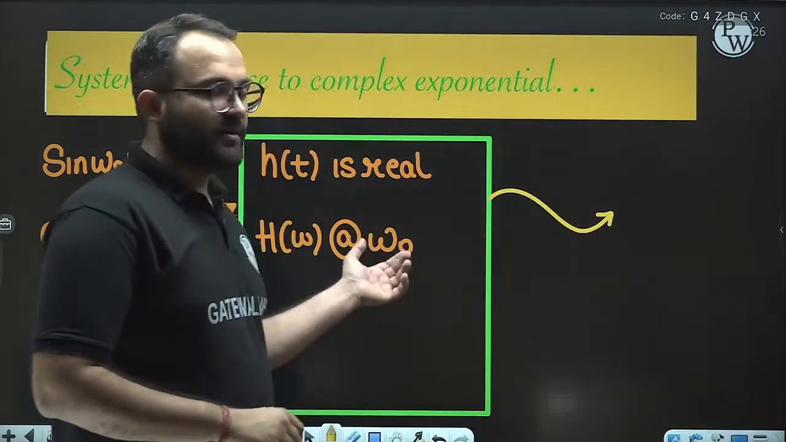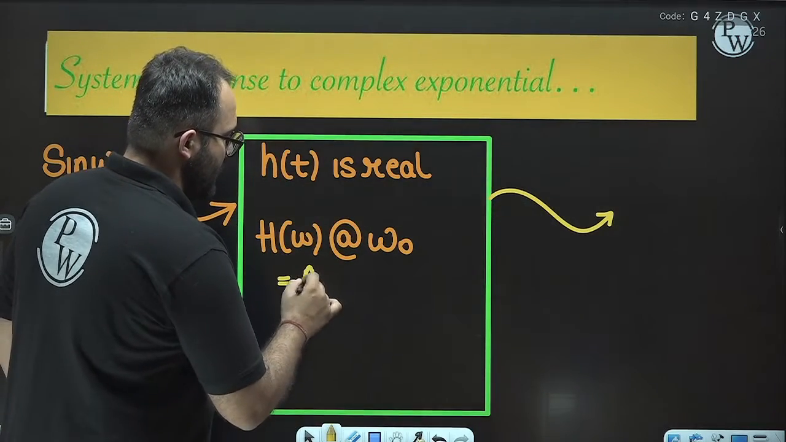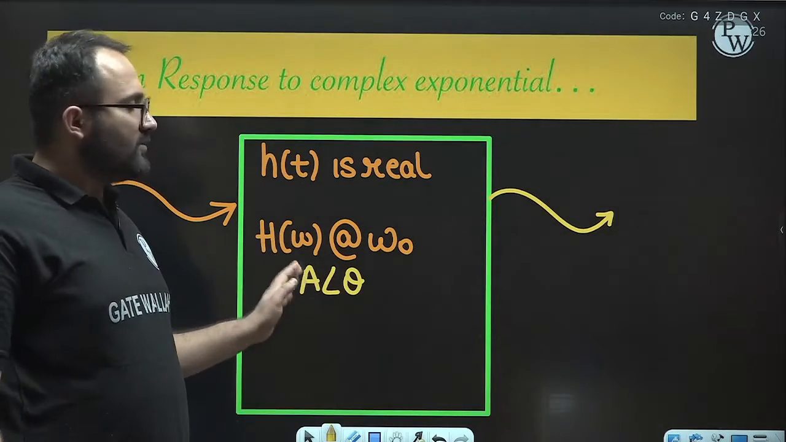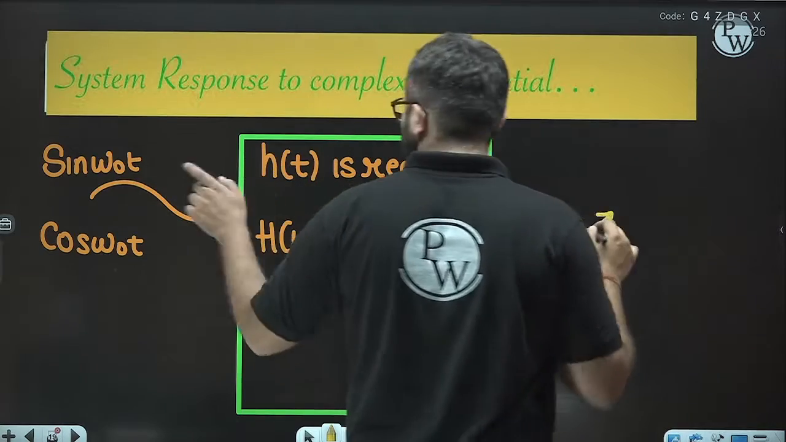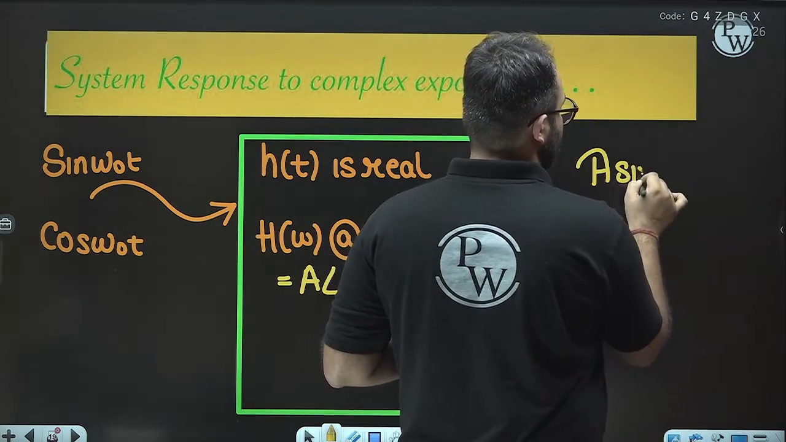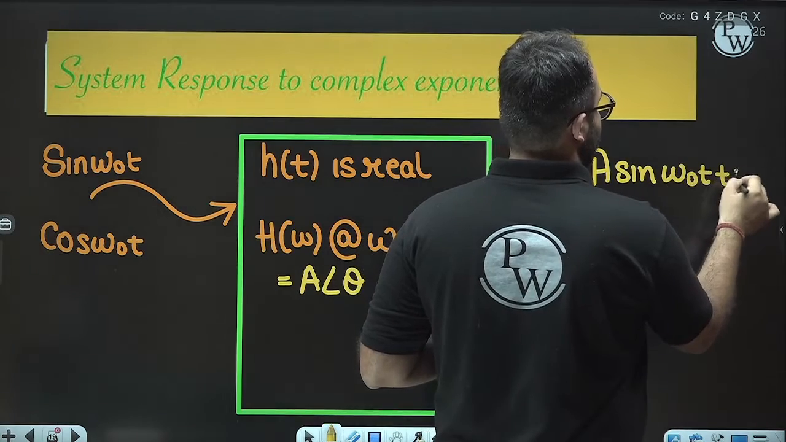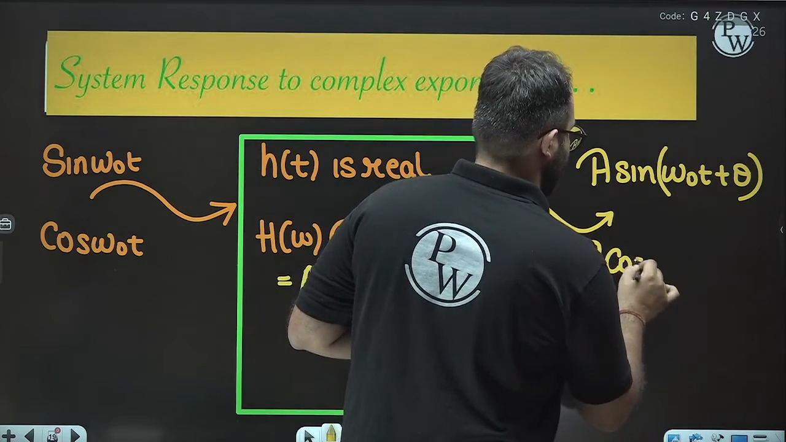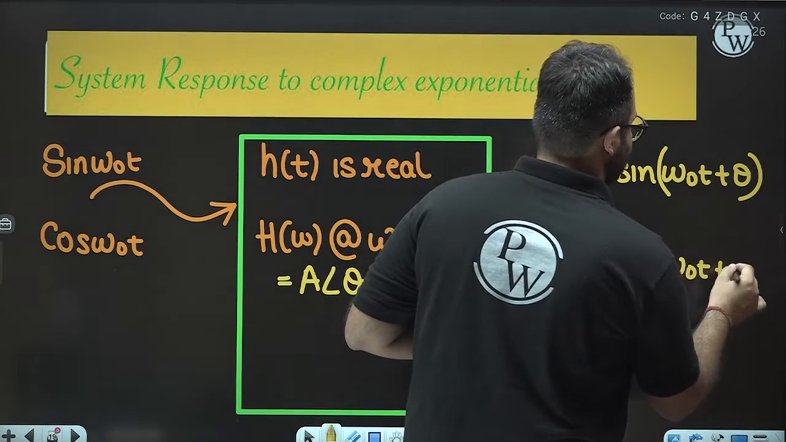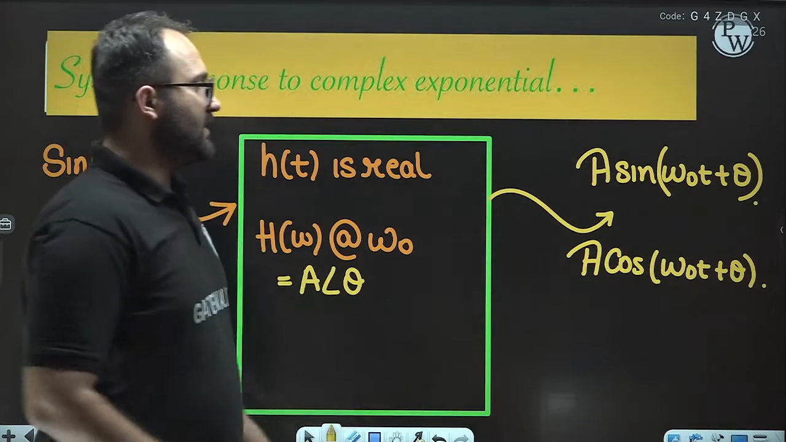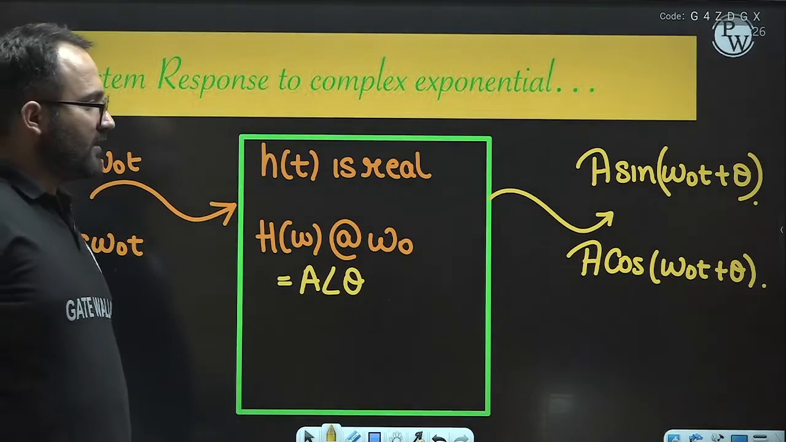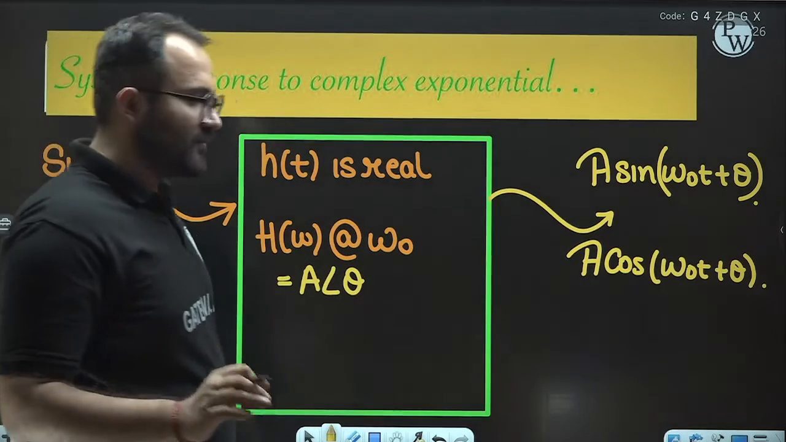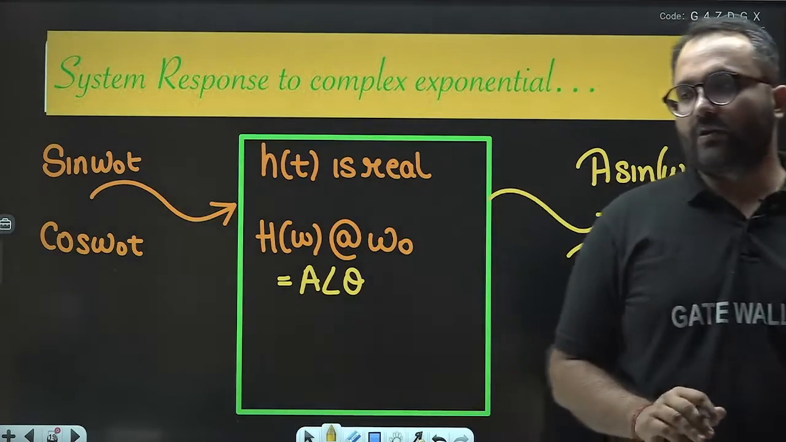So let us say H(omega) at omega naught is equal to A angle theta, meaning magnitude A and angle theta. So the output will be, we will multiply this with A, so these are A sine of omega naught t plus theta and A cos of omega naught t plus theta. So this is how we can solve any problem. There are many problems asked on this concept in the GATE exam.